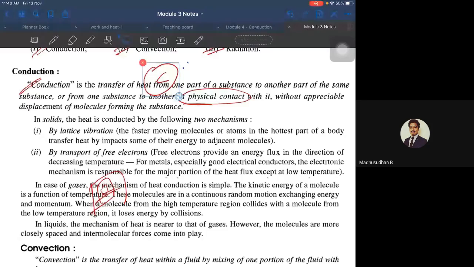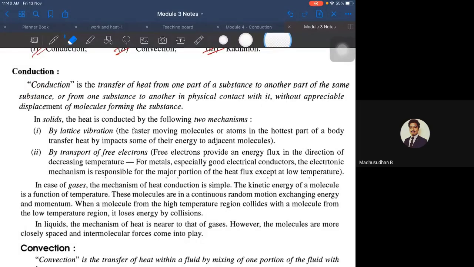But for conduction, there has to be a physical contact between the molecules or a substance to transfer the heat. And how does this transfer mechanism actually happen? In solids, most of it happens by lattice vibration. Lattice vibration is nothing but adjacent molecules: a particular molecule vibrates and transfers its energy to the other molecule, and this molecule vibrates and transfers energy to the next molecule. Such a transfer is known as transfer by lattice vibration, or by the transfer of free electrons.